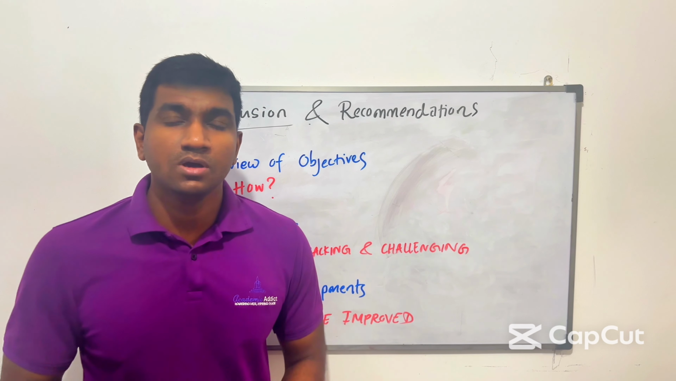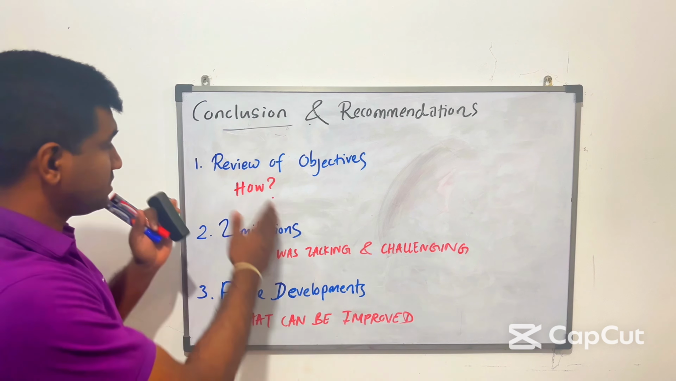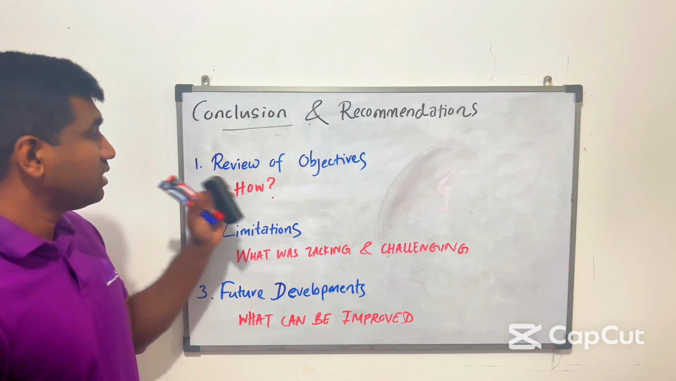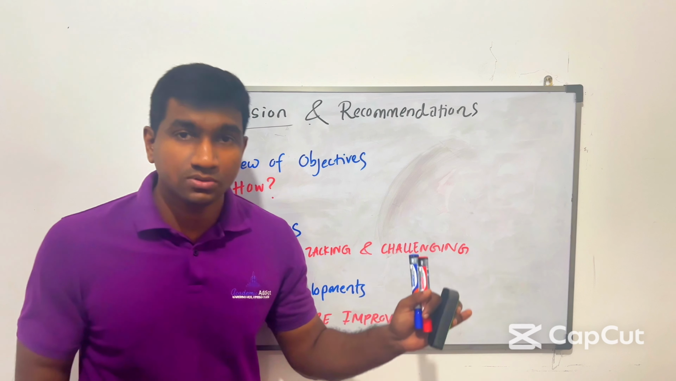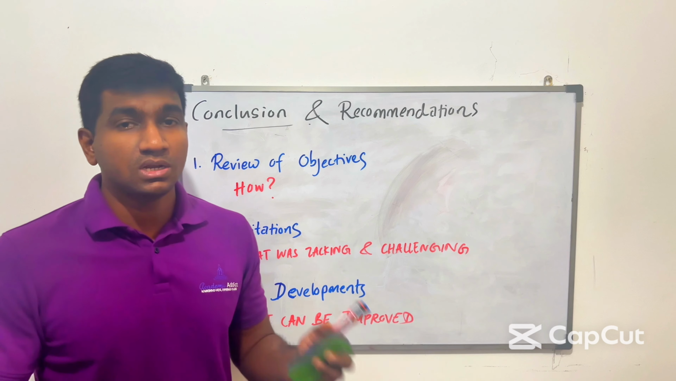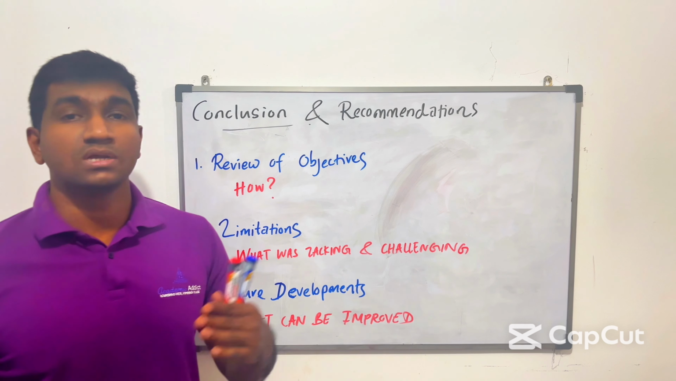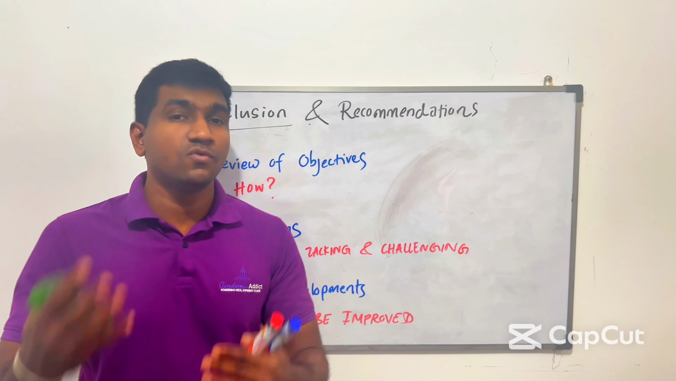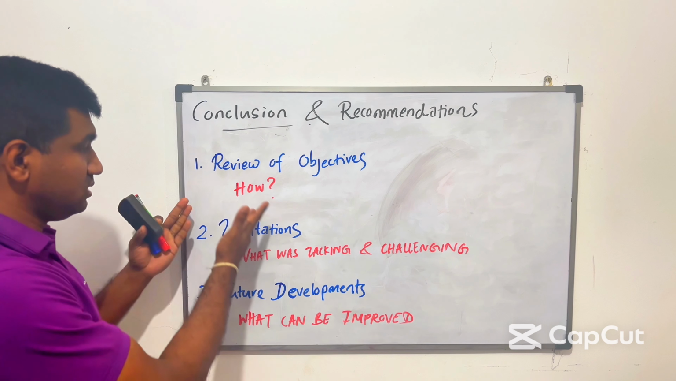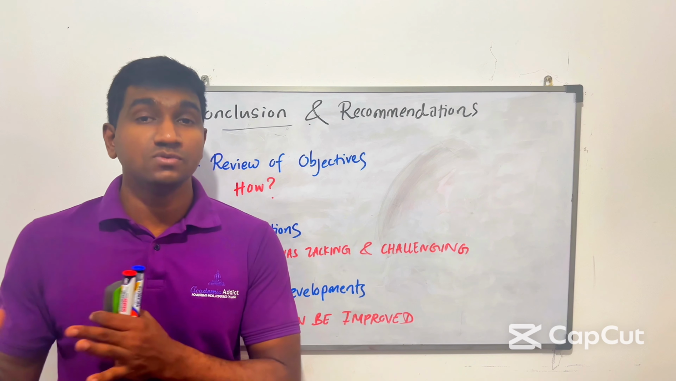Okay, so this is going to be our very first part of the conclusion and recommendation chapter. First, you need to start off with a review of objectives. What are these objectives? We have discussed this in the introduction chapter. Remember, we had 4 objectives: to conduct a primary research, to conduct a literature review section and stuff like that. So now in this section, you are going to say, okay, this is how I achieved those 4 objectives.